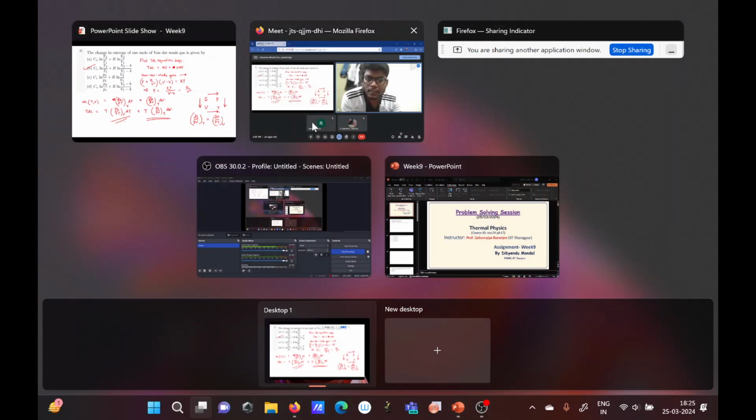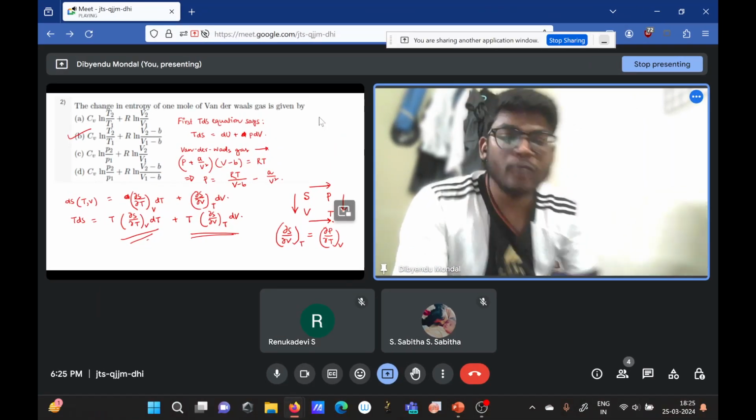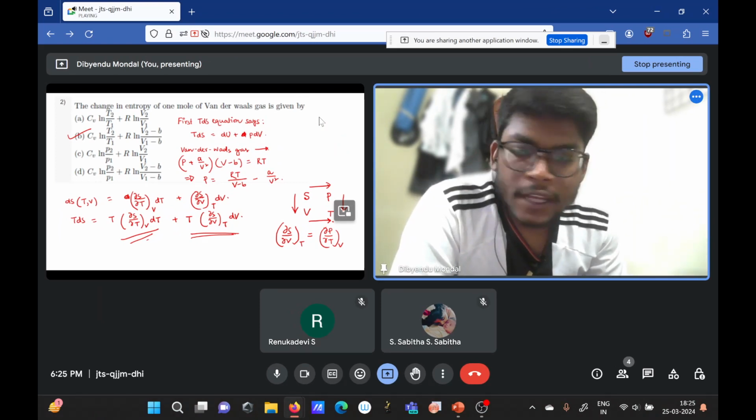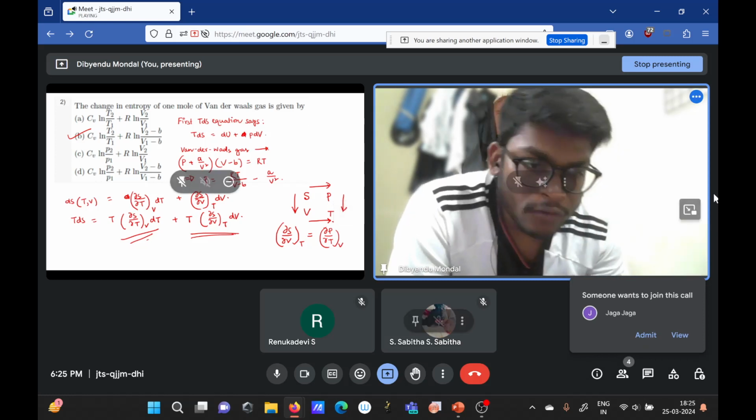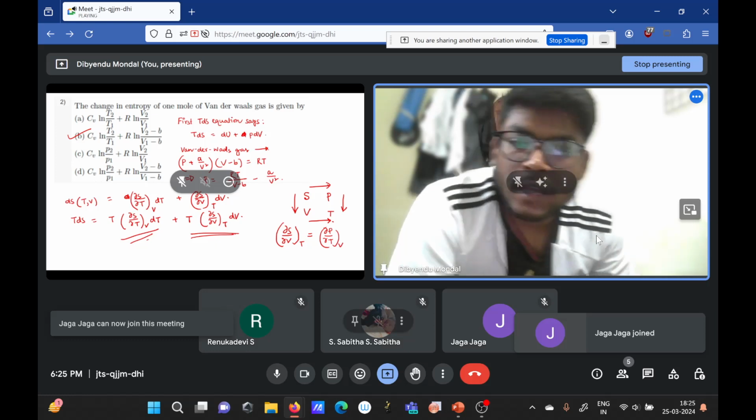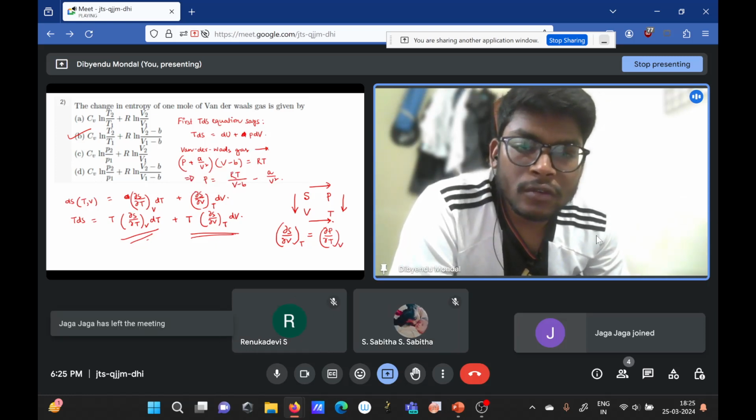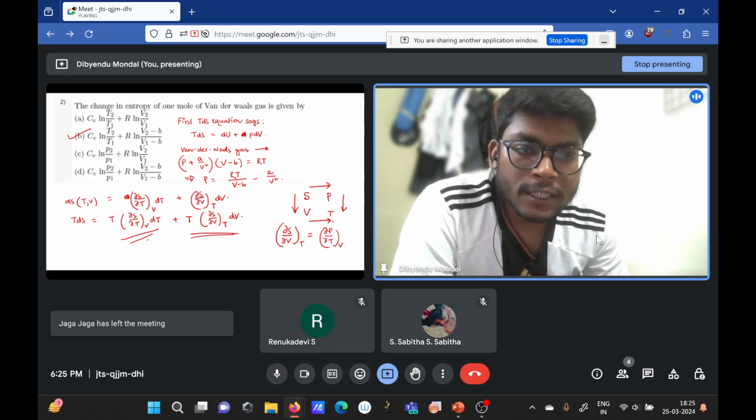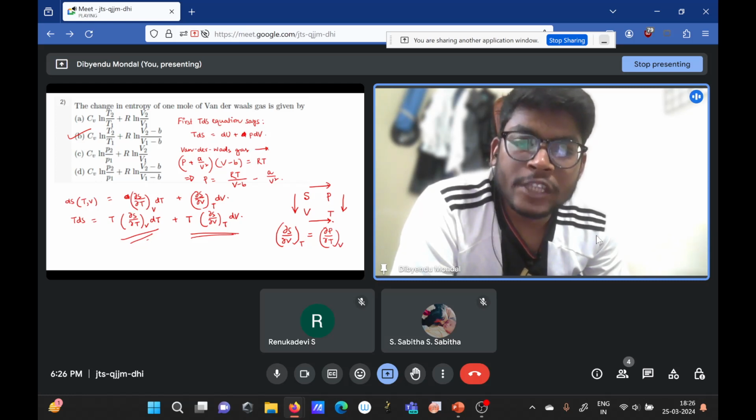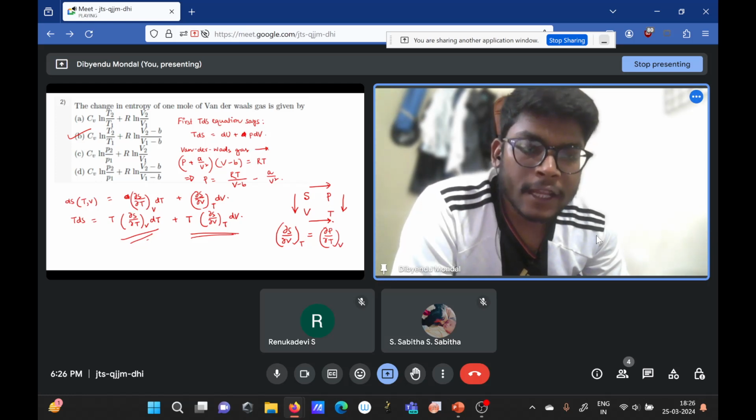So let me go through these steps first. We need to calculate the entropy change in the system for one mole. For that process, to get the entropy change, we need to derive it from the first TdS equation. What is the first TdS equation? The first TdS equation is TdS is equal to dU plus PdV. That means the change in entropy times temperature is equal to the change in internal energy plus work done. Now for van der Waals gas, the gas equation is totally different. There, internal energy and entropy are not only a function of temperature, they are also a function of pressure or volume.